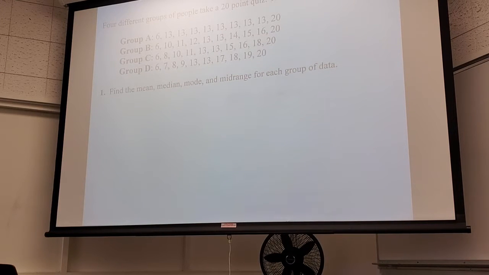It's the middle of the range. So how would I find that? I would take the low plus the high divided by 2 to find the middle of the range. That's what mid-range is. Why is it kind of evil? Because range is high minus low, and mid-range is high plus low divided by 2. You see where people can make mistakes with that?